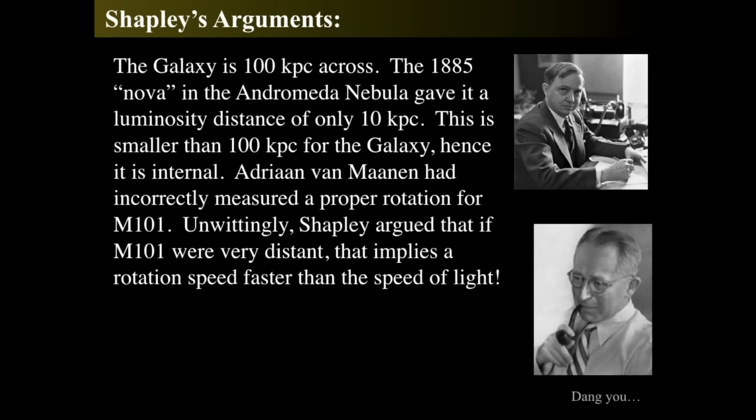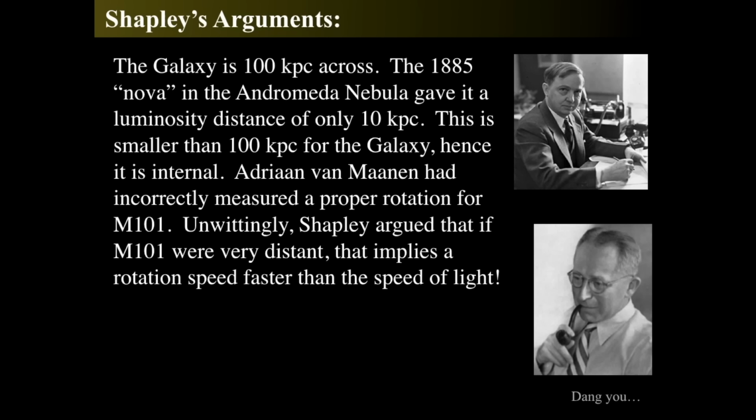All right, here's what Shapley said. Shapley said that the galaxy is about 300,000 light years across, and there was a nova in 1885 that gave a distance, because of a luminosity, of only 10,000 parsecs. That's smaller than his idea for the size of the galaxy, and so therefore M31 had to be internal.